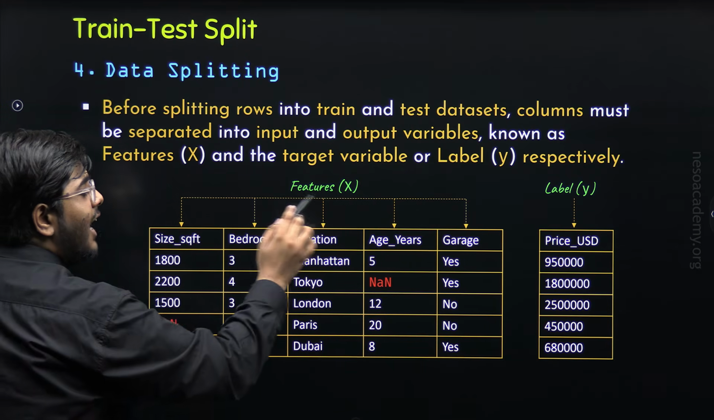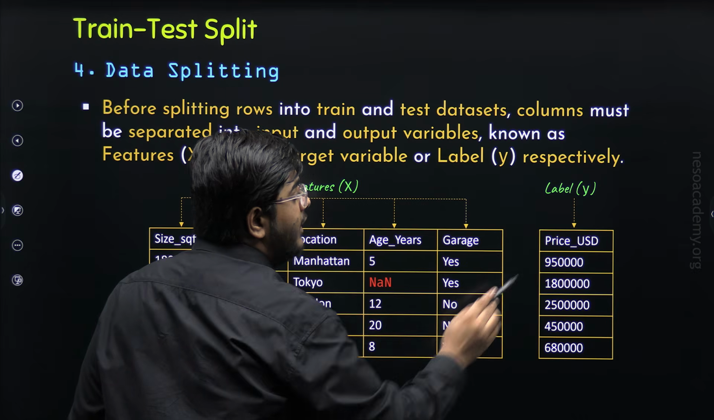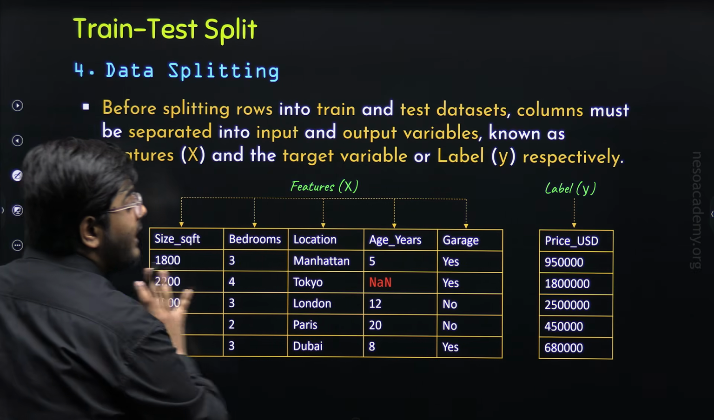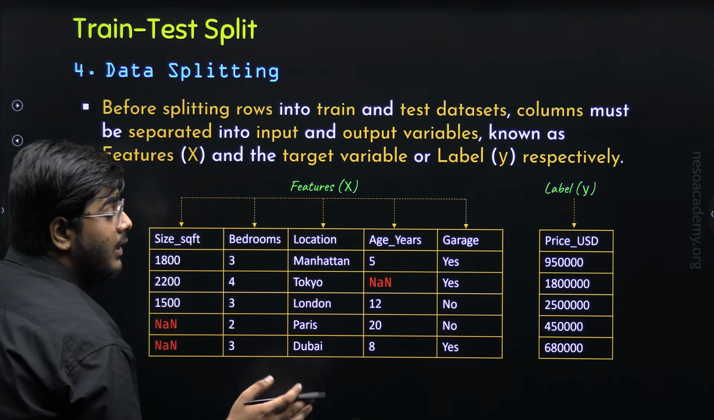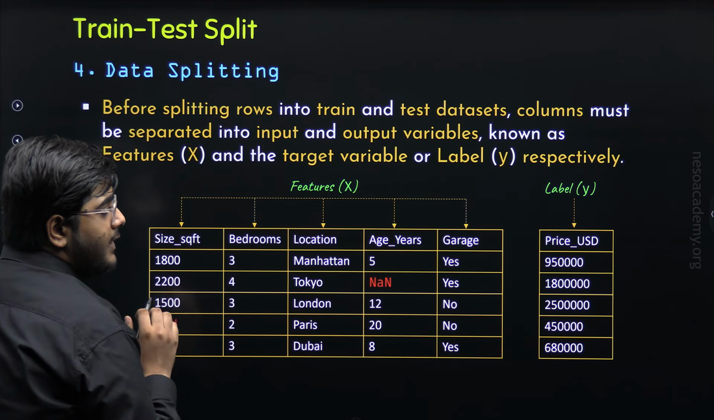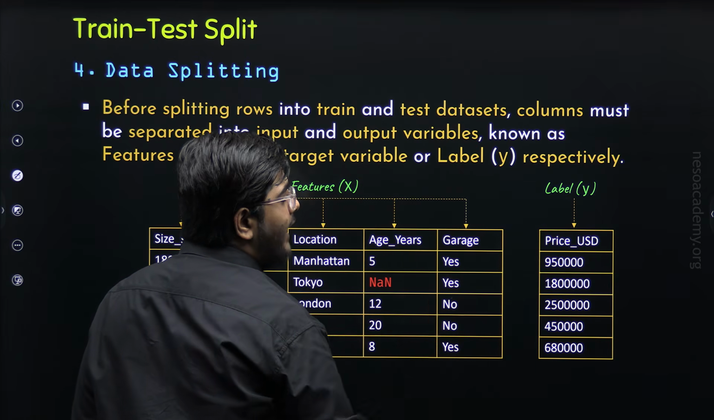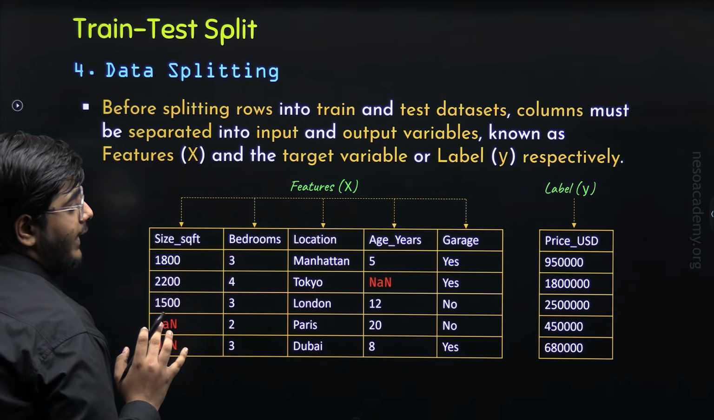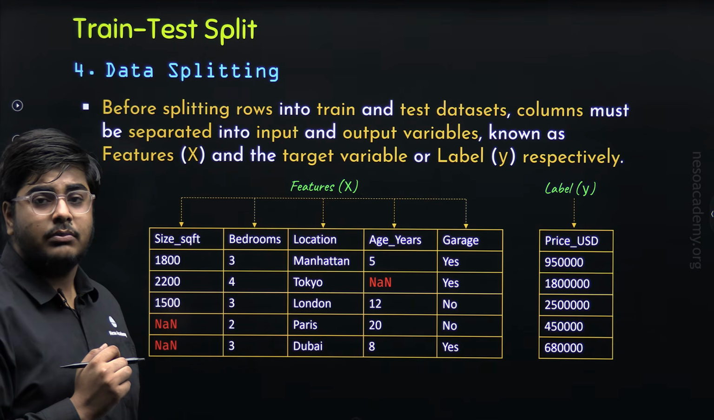But why features are represented using an uppercase letter and label is represented using a lowercase letter? Because features contain multiple input columns, which means it is like a matrix or a table. That is why it is represented using an uppercase letter, that is X. While label is just a single output column, that is why it is represented using a lowercase letter, that is lowercase y. So this is known as feature label separation.